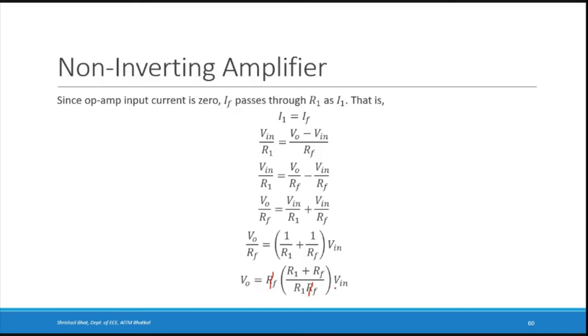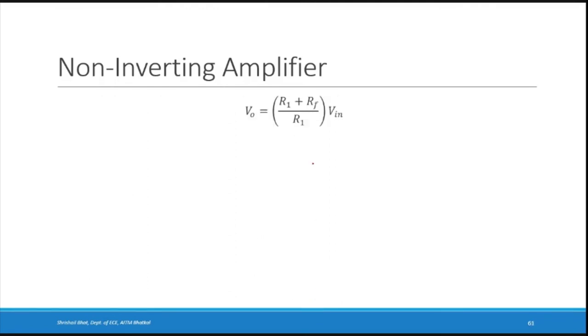Now if you just again split this, R1 by R1 plus RF by R1. What is R1 by R1? It is 1 plus RF by R1, right? So R1 plus RF divided by R1 into V in is 1 plus RF by R1 times V in. So the output voltage is obtained as 1 plus RF by R1 into V in.